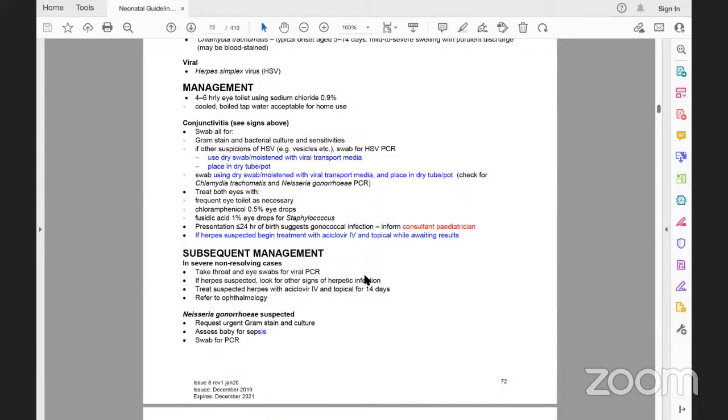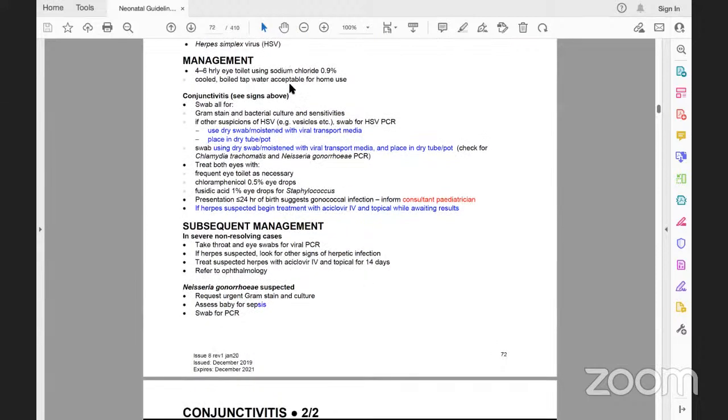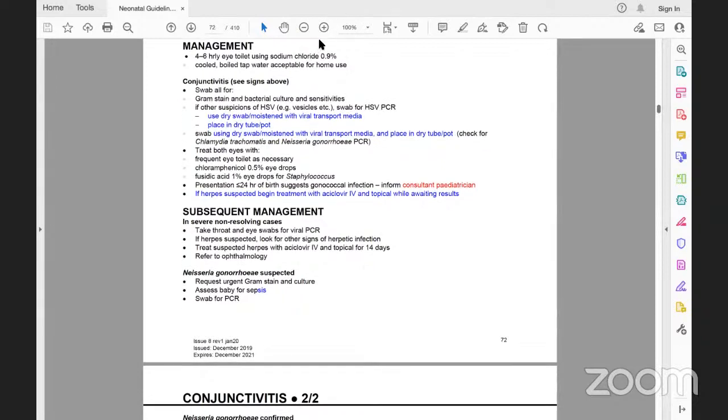Okay. So this is the treatment of Staphylococcus, normal saline wash, and sometimes you can give fusidic acid ointment. Okay. Now another conjunctivitis there is, that is herpes. Which virus, herpes 1 or herpes 2? Which virus is associated? Genital herpes, herpes 2.